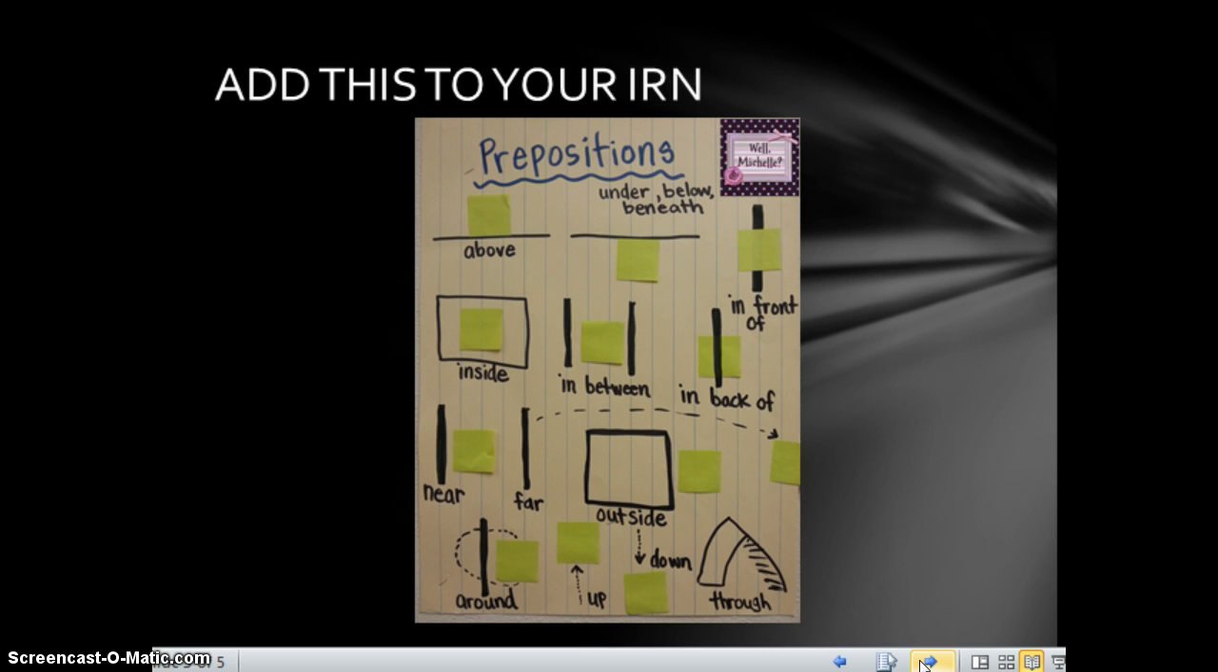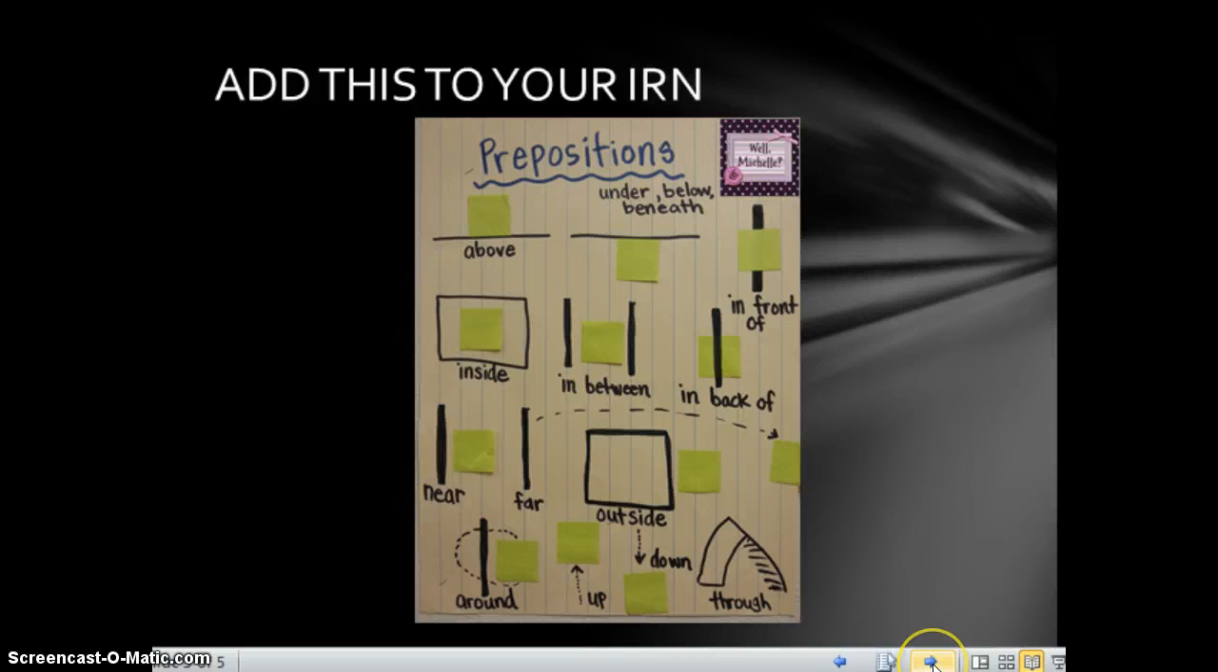I'd also like for you to add this to your interactive reading notebook. What you'll need is some sticky notes and just a marker. And this pretty much tells you some common prepositions, and it also gives you a visual reference. For example, we'll say this is a house. You can go above the house, you can go below the house, right? The sticky notes below. You can go in front of the tree, you can go in the back of the tree, you can go in between trees. Alright, so I'd like for you to add this to your interactive reading notebook as a visual for you to remember what prepositions are.